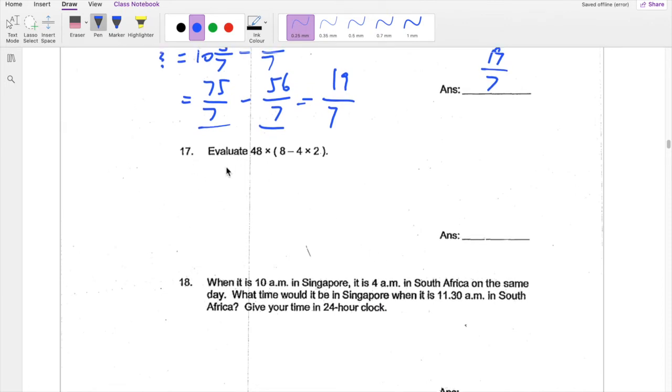Question 17, evaluate this one. Well, the critical part is that we must ensure the right sequence. The brackets first, then the times and division, and after that, the plus and minus. So we cannot use 8 minus 4 first, then times 2. We should use the times first. So 48 times 0. Any number times 0 will give 0.